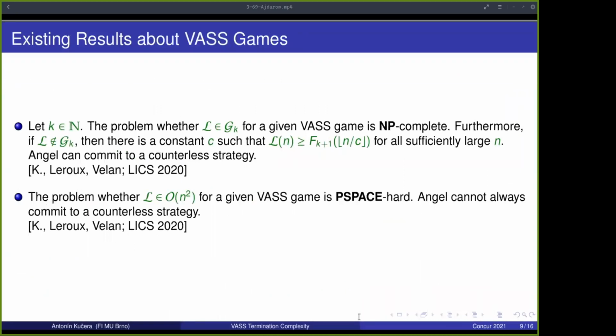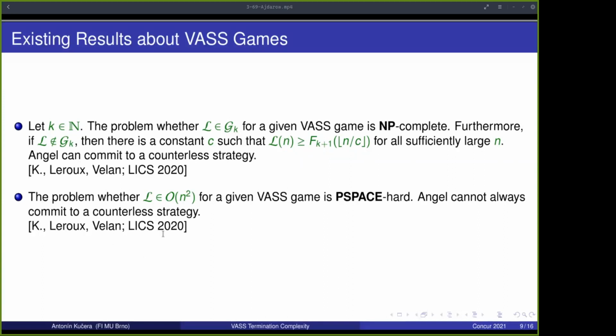For vast games where we have both demonic and angelic control states, the complexity becomes somewhat worse. First, the problem whether the termination complexity of a given vast game belongs to a given level of the Grzegorczyk hierarchy is NP complete. Here, the main argument again relies on revealing the special role of countless strategies. More precisely, if the player angel has some strategy pushing the termination complexity to the class GK, then the player angel also has a countless strategy with this property.